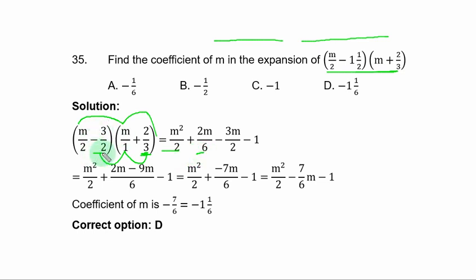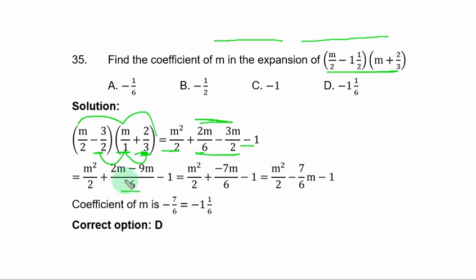Minus 3 over 2 times m over 1, you have minus 3m over 2. And minus 3 over 2 times plus 2 over 3, that is minus 1. So we need to add these two terms in order to get the coefficients. So this term remains the same. For these terms, the LCM is 6.